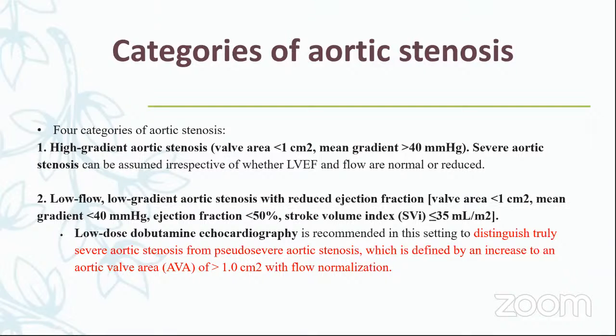The second one is the low flow, low gradient AS with reduced ejection fraction, in which the area is less than 1, the mean gradient is less than 40, the ejection fraction is less than 50, and the stroke volume index is less than or equal to 35. In these cases, low dose dobutamine echo is recommended to distinguish truly severe aortic stenosis from pseudo-severe aortic stenosis. In pseudo-severe aortic stenosis, there will be an increase in the aortic valve area to more than 1 with flow normalization.